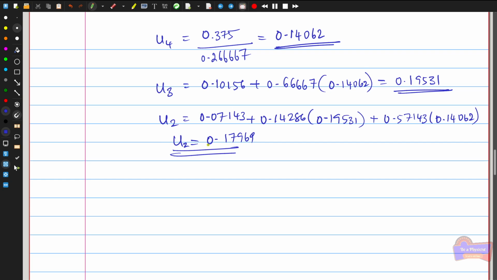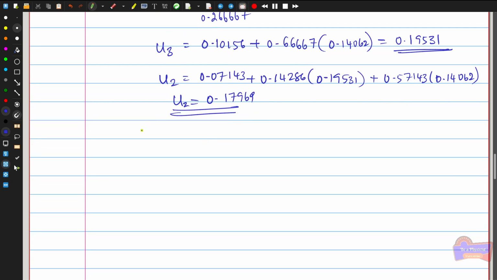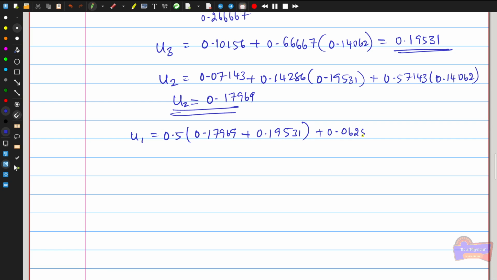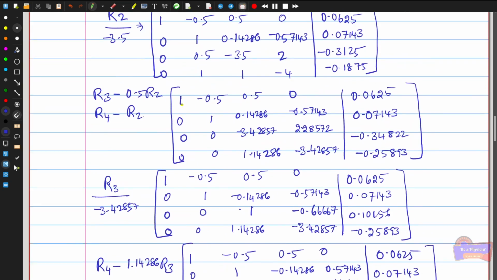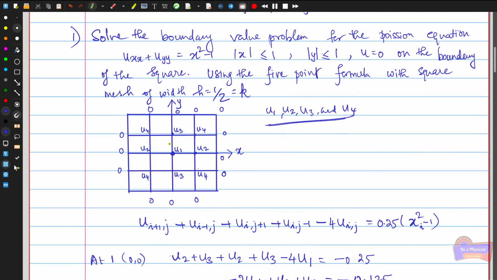Okay. So now we can easily solve this. Substitute all these values into the first equation. We get the U1 value, which is equal to 0.5 times 0.17969 plus 0.19531 plus 0.0625, which is equal to 0.25. So this is the value of U1. So now we have calculated the values of U1, U2, U3 and U4, which can be directly substituted into these mesh points, so that we can find these values in this area.